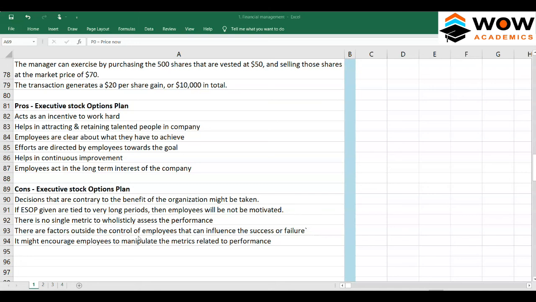Just because a share price has collapsed due to, say, COVID, can we say that the employees or the staff or the CEO has not done a good job? That becomes a very poor mechanism. So ESOP is a nice mechanism, but ESOP alone will not be a very great mechanism. It might also encourage employees to manipulate the metrics related to performance. So even that can be possible.